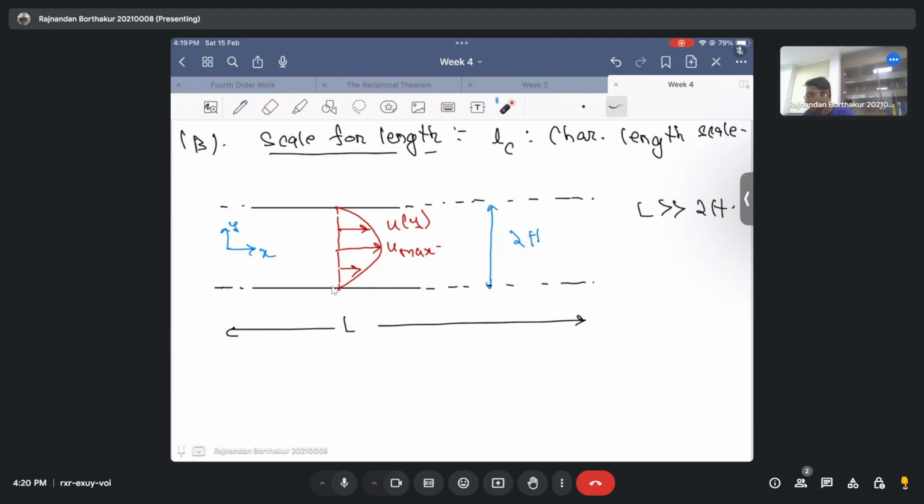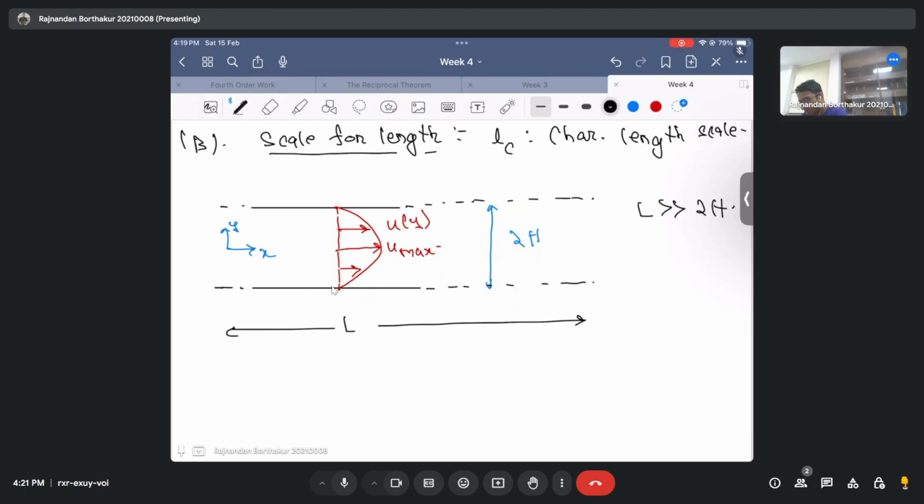So the rule of thumb, as I said, is that we choose as the length scale the scale which captures the physics of the problem. That is the main idea. Or you will see that we choose the scale on which there is an appreciable change in the variable of interest, which is velocity in this case.